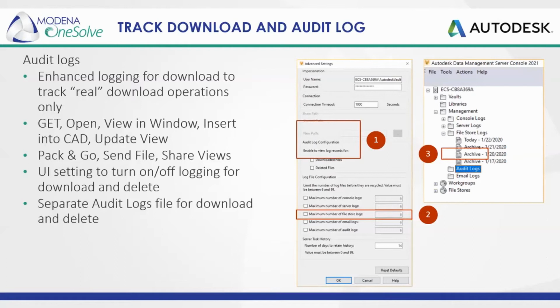There is a new user interface setting to turn logging for downloads on and off, and a separate audit log for operations that download files and operations that delete files. On this, just something to mention is operations like copy design, checkout, undo checkout, edit properties. These don't require it and therefore won't be tracked in those audit logs.